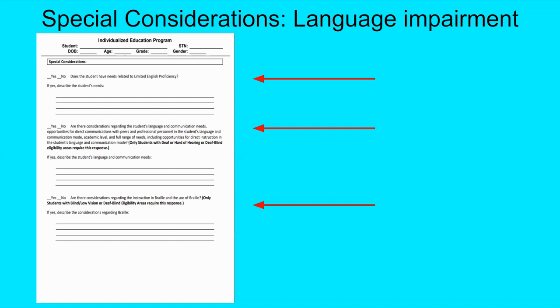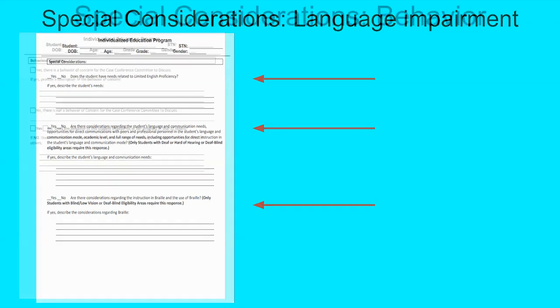Especially for the bottom, okay? Any student with blind or low vision. If you select yes for that, then you need to describe the considerations regarding Braille, okay? What specifically is it that they will need Braille for? And that's what this section is.